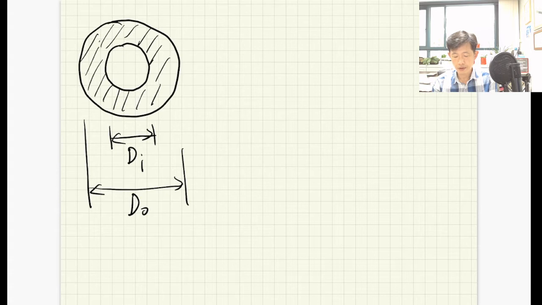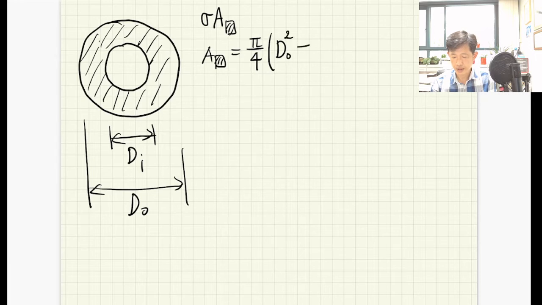The force caused by normal stress is what? It is the normal stress sigma times the cross-section area of the hatched part. That's why we need to calculate the area of the hatched part. The area of the hatched part is pi over 4, and then we have two different areas: the outer area, minus, and we need to subtract the inner area.